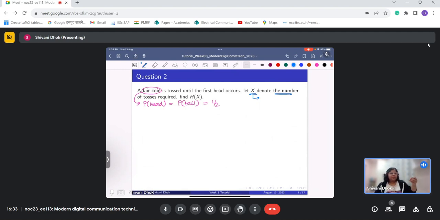So what are the possible values that X can take? X can be 1, that is, at the very first toss I am able to see a head. And what is the probability of that? The probability is equal to the probability of seeing a head, which is 1 by 2.